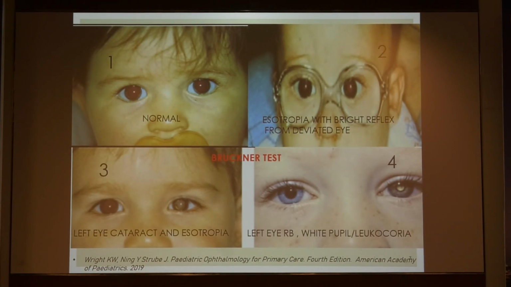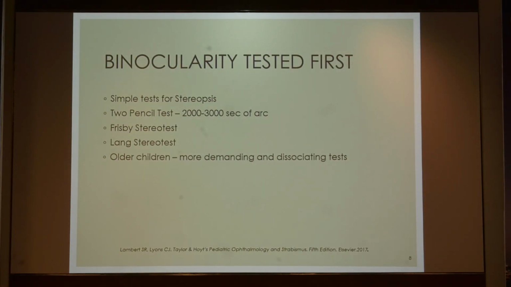We look for any leukocoria or deviated eye with a bright reflex. Binocularity is tested first. Simple test for stereopsis in preschool children could be 2-pencil test or Frisbee or Lang stereo test, which do not require the use of dissociative glasses. Older children can be more cooperative for demanding tests.